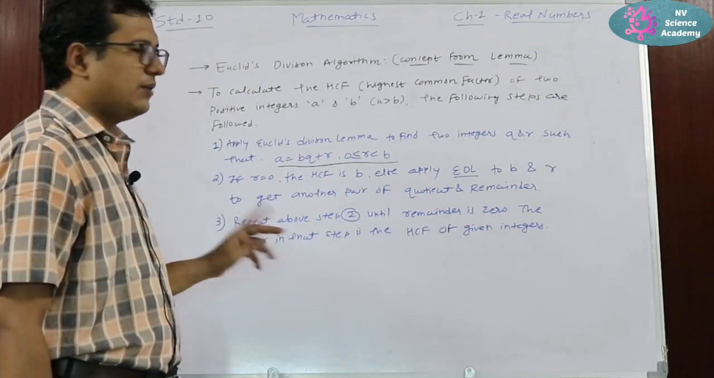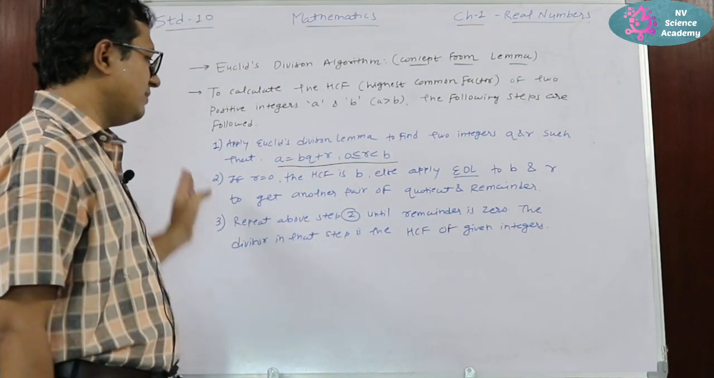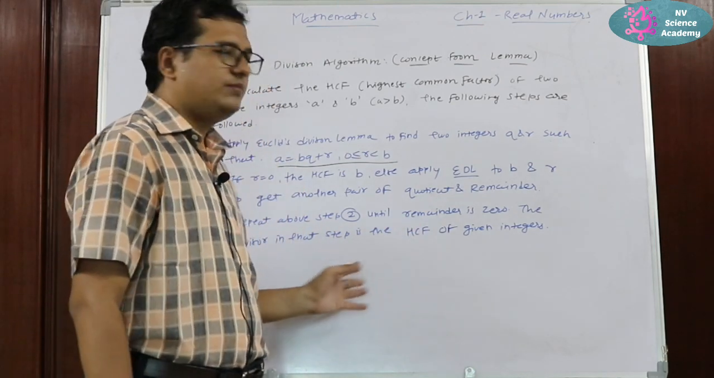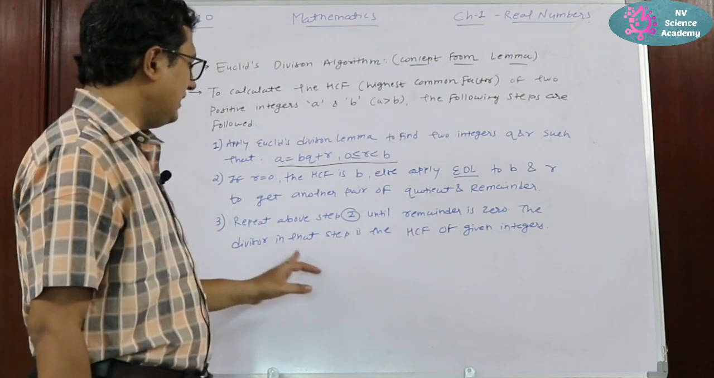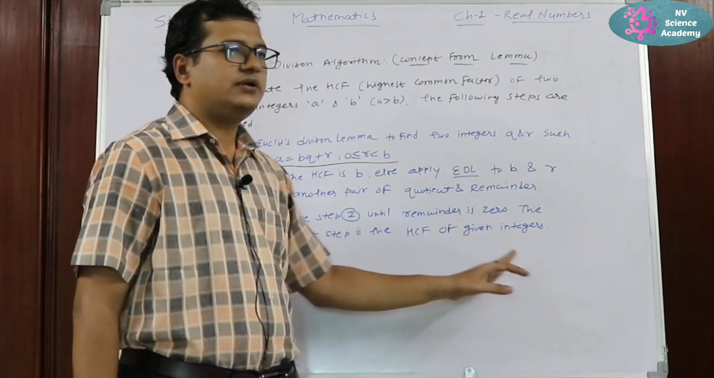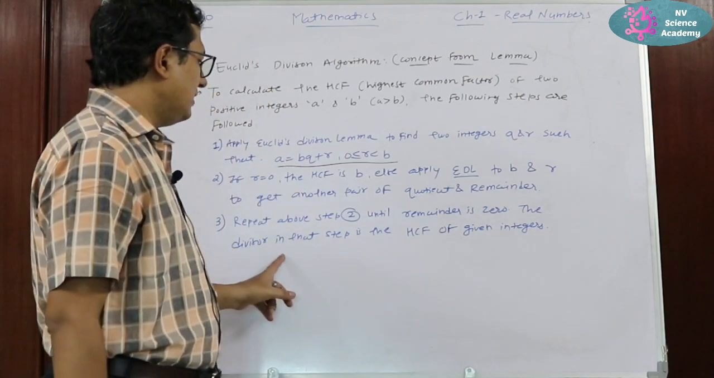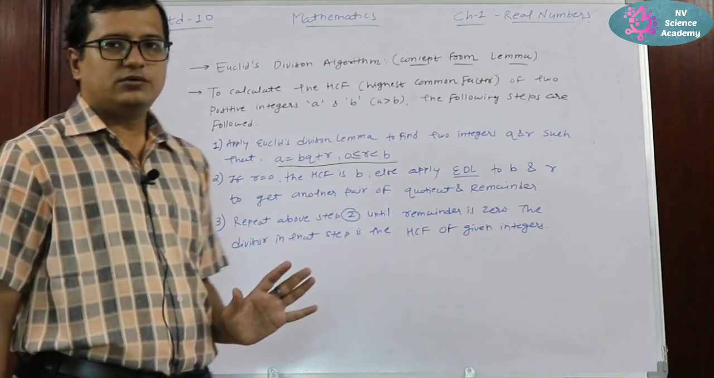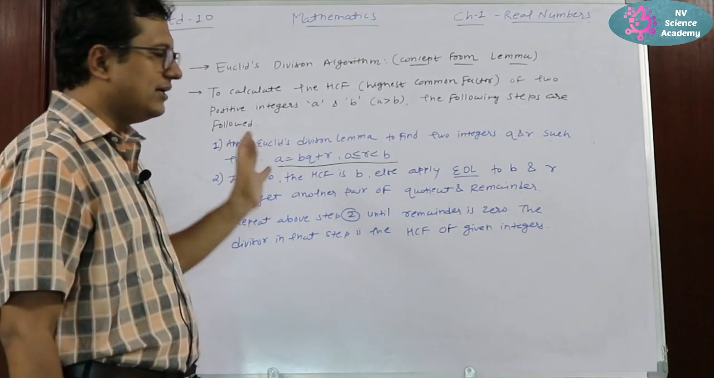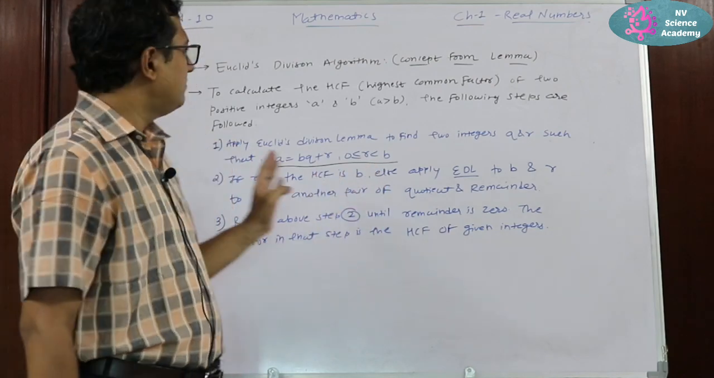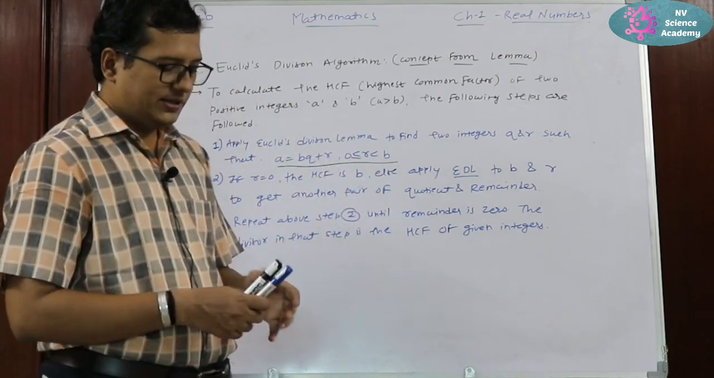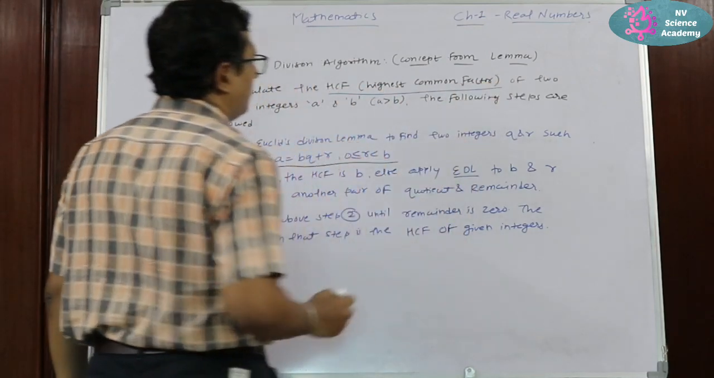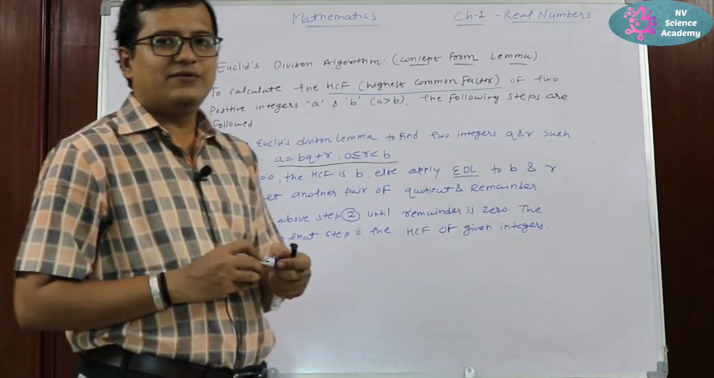Step 3: repeat step 2. Continue the same process until you get the remainder 0. When r is equal to 0, the process is over, and the divisor in that step is the HCF of the given integers. That means we can find the HCF of a and b by following these steps. So the Euclid's division algorithm is useful to find the HCF, or highest common factor, of a given pair.